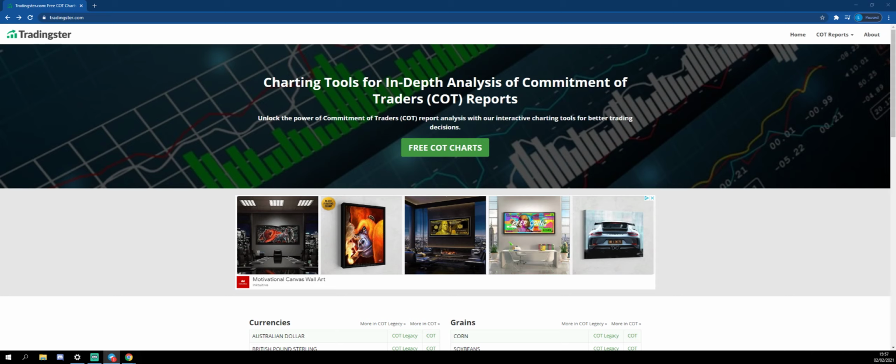There's different websites out there. The official CFTC has one, but I just find that compared to the others, Tradingster is very simplified, pretty much. So for those of you who are new, it may be easier for you to access this website, and that's just why I like using it. It's very easy.